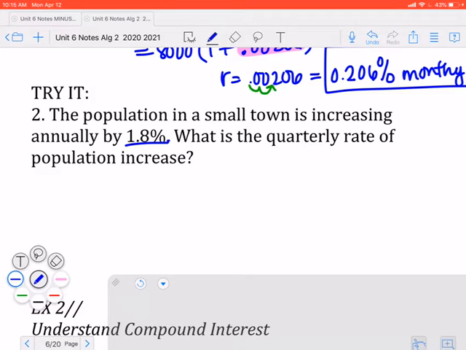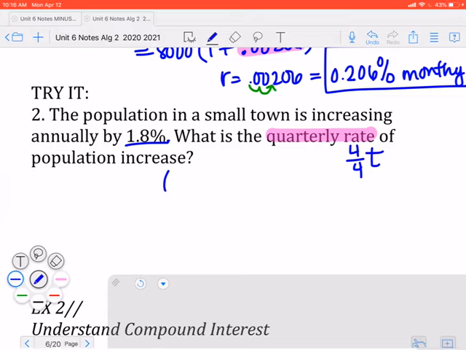But this time they're asking you the quarterly rate. Quarterly would be 4 times a year. So instead of using 12 over 12, you're going to want to use 4 over 4. So please pause the video, try this problem, and then come back to check your work.